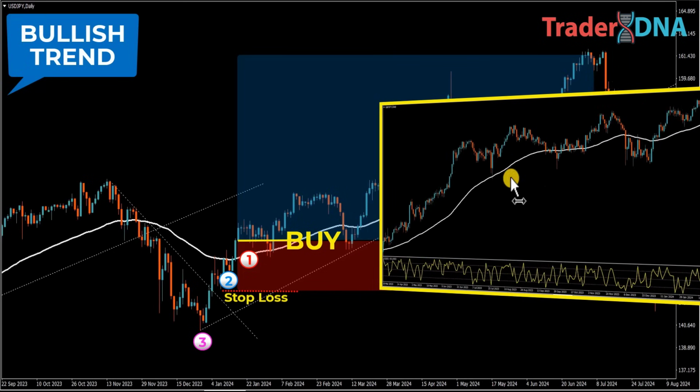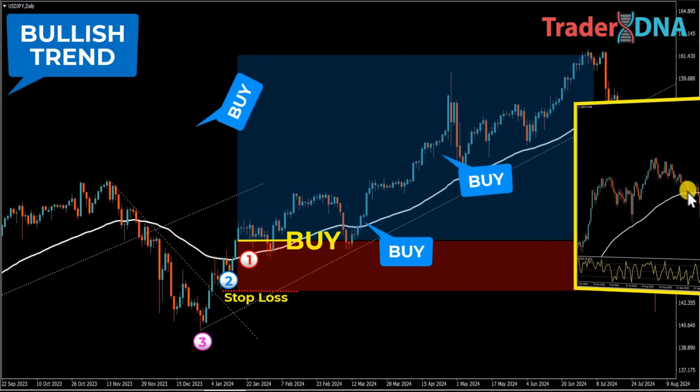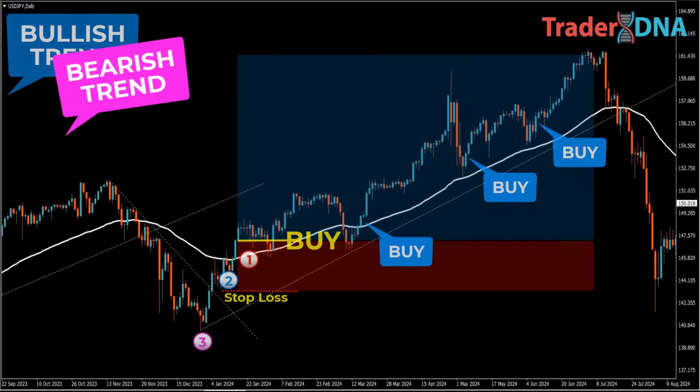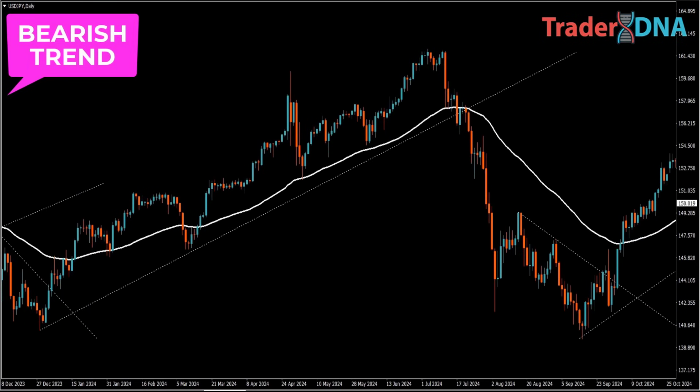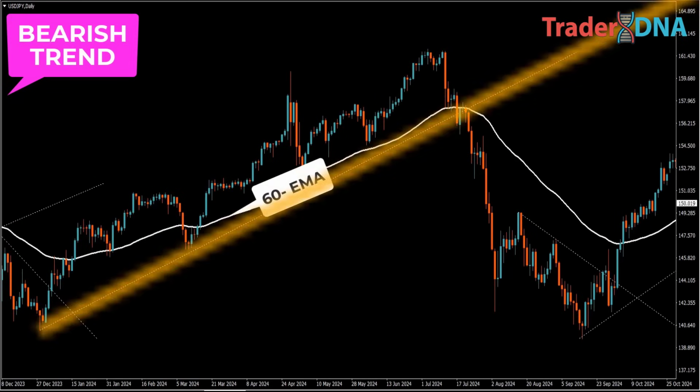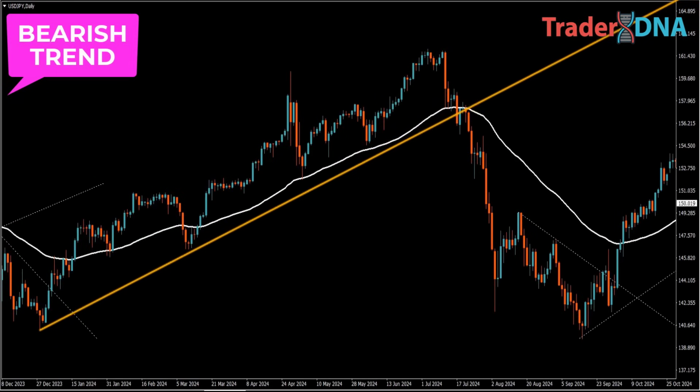Let's break down exactly how to execute the perfect sell entry with this strategy. Step 1. Set up your EMA. First things first, apply the EMA indicator to your chart and set the period exactly as I showed you before. In this setup, we're using a 60 period EMA. Step 2, draw the trend line. Next, identify the market trend by drawing a clear and relevant trend line. This helps us confirm the price direction before we enter a trade.